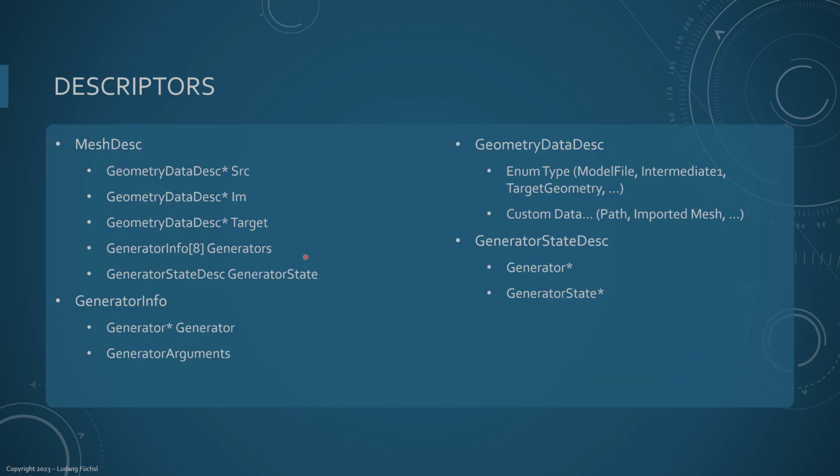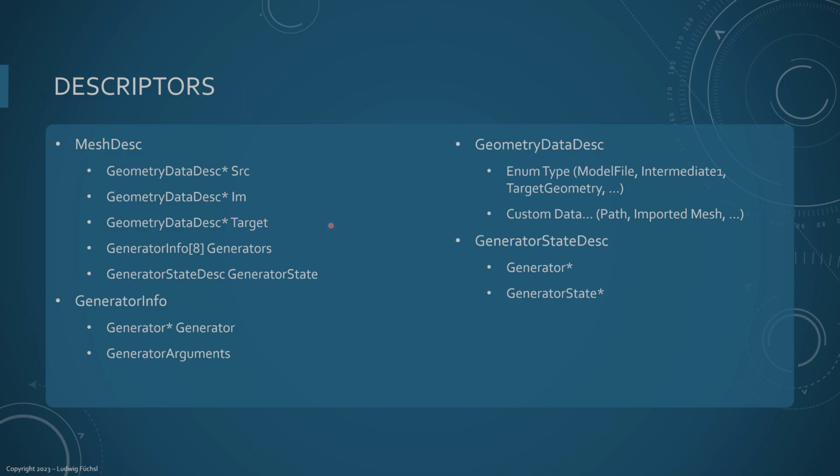This is all going to revolve around descriptors. These descriptors are going to be the information on how everything is built up. We're going to have a mesh description, which has a source data format and a target data format that we want to reach. The source describes how it looks, so what's the type, for example a model file, and then some custom data, for example the path to the FBX.